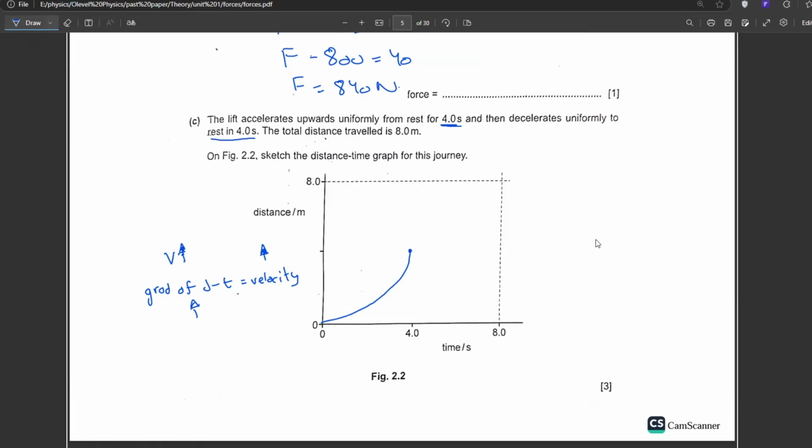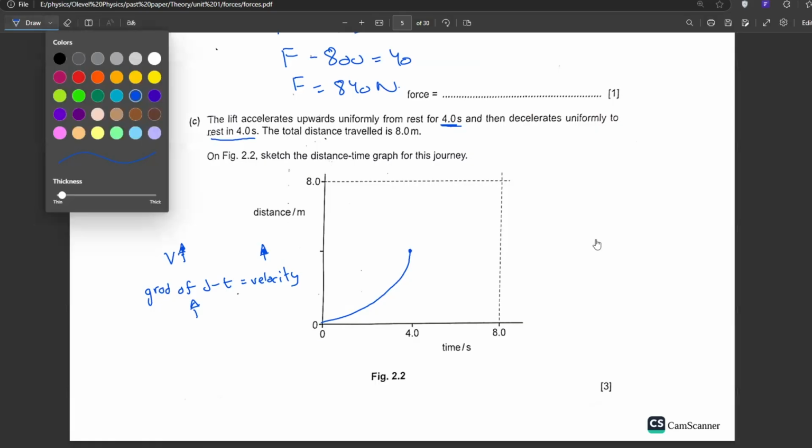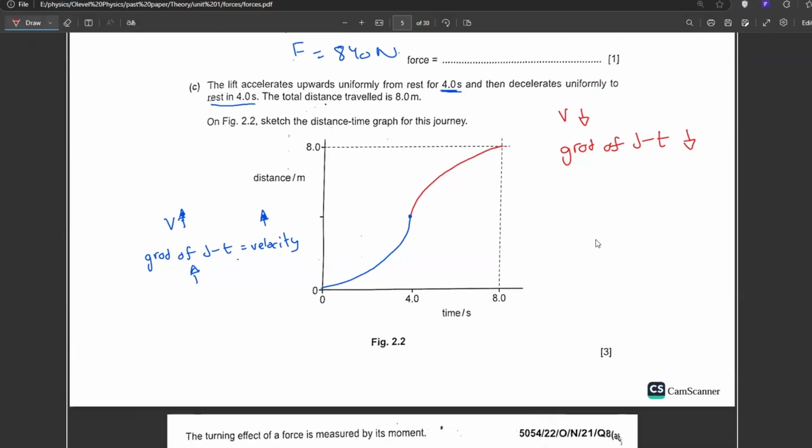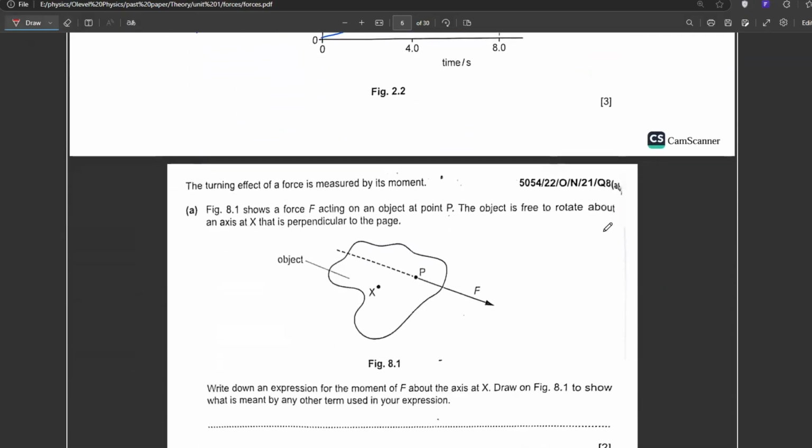If you are decelerating, that means what? Your velocity is decreasing. If your velocity is decreasing, the gradient of the distance-time graph is decreasing. If the gradient of the distance-time graph is decreasing, you draw a decreasing curve like this, somewhat like this. Let me correctly make it. Somewhat like this. Yeah. So that's it.